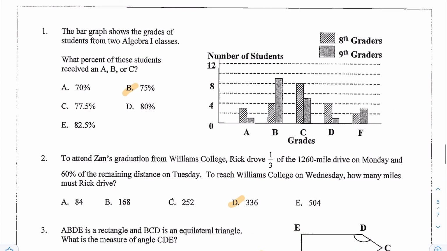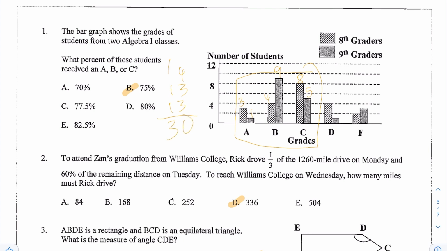All right, next, number 1, the bar graph shows the grades of the students from 2 algebra classes. What percent of the students received an A, B, or C? All right, so A, B, or C means you have to add all of these. So that's 3, 1, 4, 9, 8, and 5. So you have to add 4 plus 13 plus another 13.